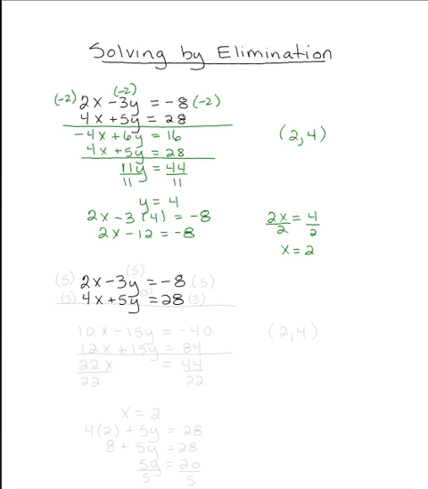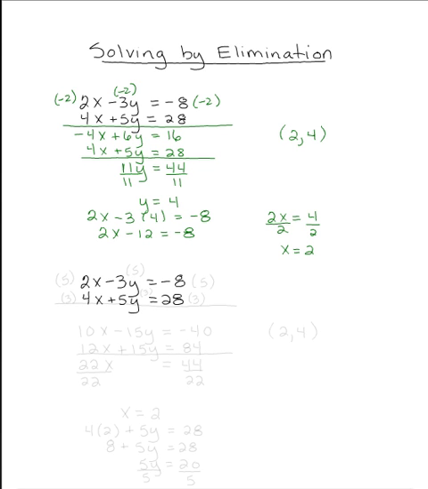Now, I was saying in the beginning that you can choose to eliminate your x's or you can choose to eliminate your y's. And it doesn't matter which one you choose to focus on. So just to show what I mean by that, let's go back to the original problem, which we've written down again. So we have 2x minus 3y equals negative 8 and 4x plus 5y equals 28. Now this time, let's eliminate the y's.